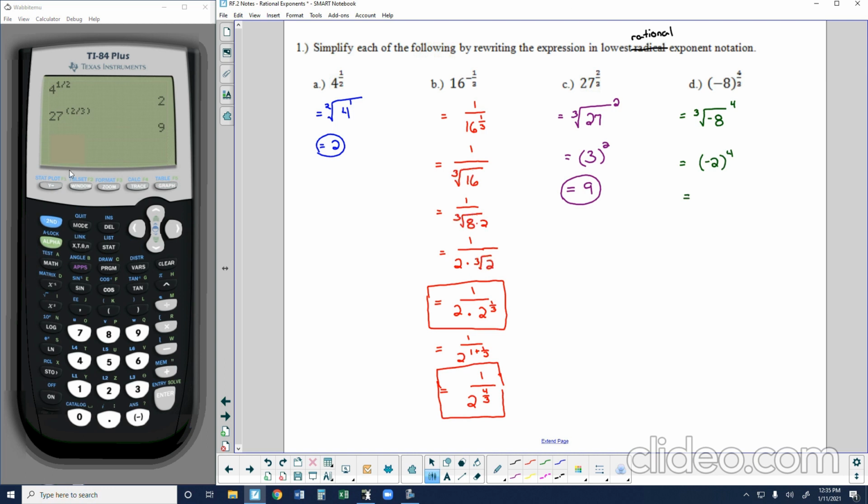So if you need to, we can jump over here to the calculator. You wouldn't necessarily need to type in the negative because you know that anything to an even power is always going to be positive, and we'd come up with 16. So here we can see the written out process for simplifying real numbers using rational exponents.